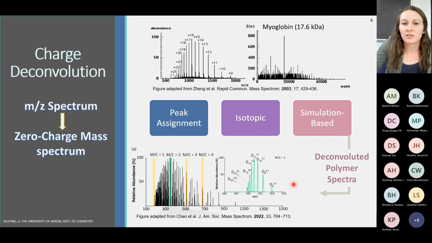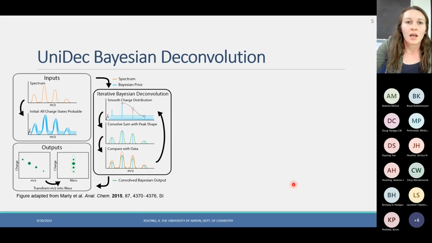So these techniques are a little complicated and require a lot of statistical analysis, computational programs, or software licenses that can be expensive. And so, as I mentioned, Michael Marty and Carol Robinson in 2015 developed this Bayesian deconvolution technique that they call UniDec, or universal deconvolution.